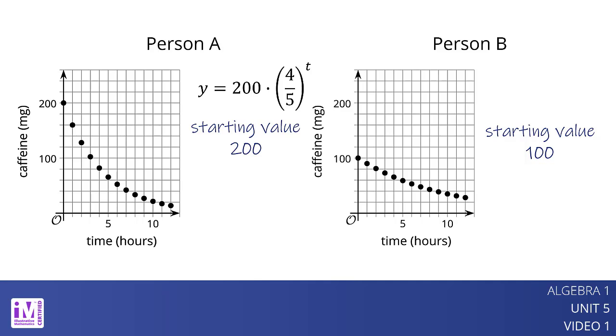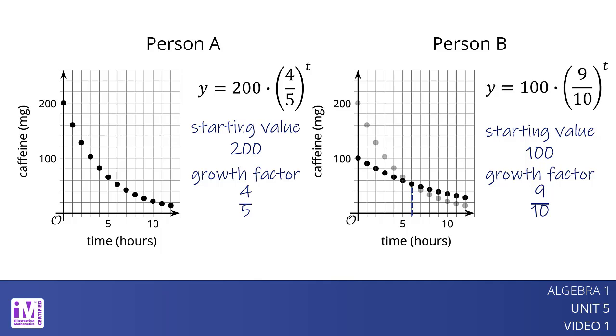We calculated already that the growth factor is 4/5. The caffeine in person B's body went from 100 to about 90 milligrams, so that growth factor is about 9/10. This means that after each hour, a larger fraction of caffeine stays in person B than in person A. Even though person A started out with twice as much caffeine, because of the growth factor, after 6 hours, person A had less caffeine than person B. An equation representing person B's situation would be y equals 100 times 9/10 to the t.